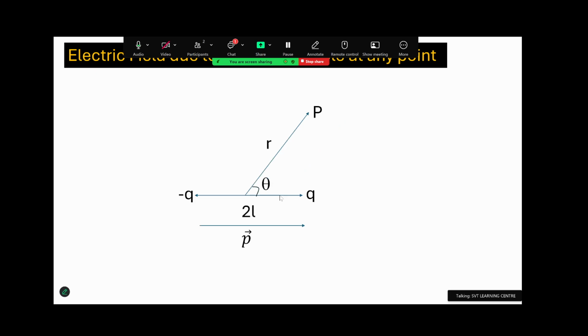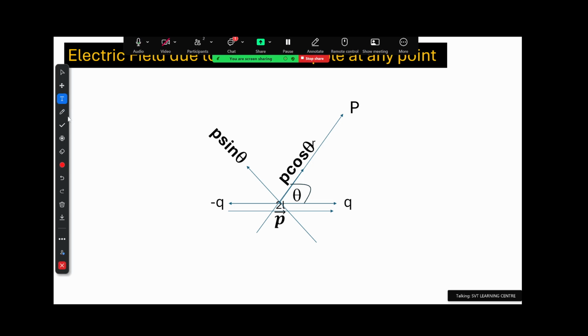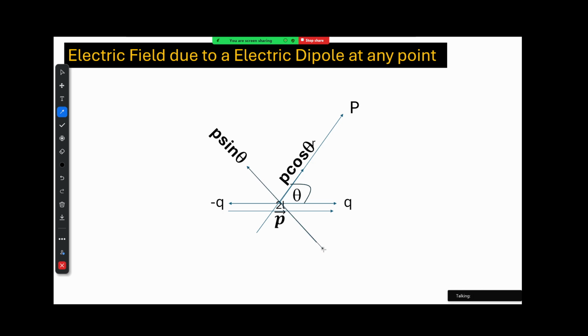2L is the distance between Q and minus Q. Now we resolve the value of P into perpendicular and horizontal components. So we will get P cos theta, which will be directed along the axis, and P sin theta will be perpendicular to it. So electrical field at P will have two values, one along P cos theta and the other along P sin theta. The direction of this P is wrong. It should incidentally be like this. P sin theta should be this way, and P cos theta this way. So there will be two electrical fields at P, one due to P cos theta and one due to P sin theta.